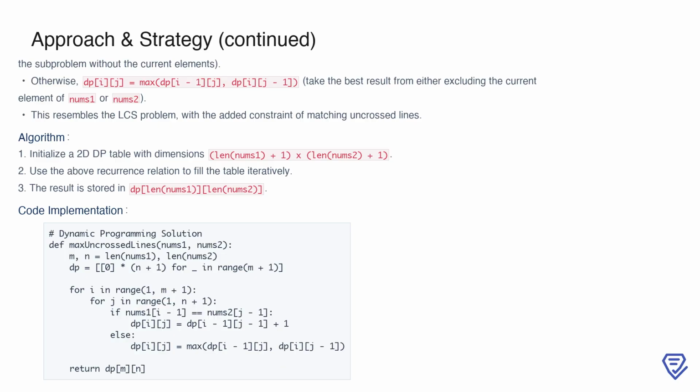The algorithm begins by initializing a 2D table of dimensions len(nums1) + 1 by len(nums2) + 1, and then iteratively applies the recurrence relation.